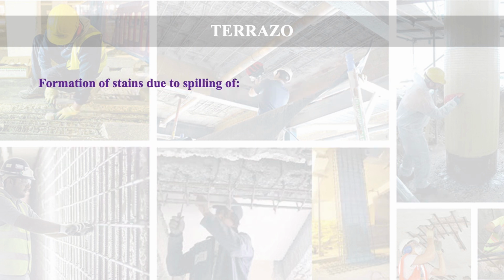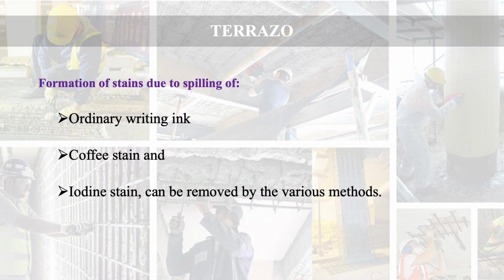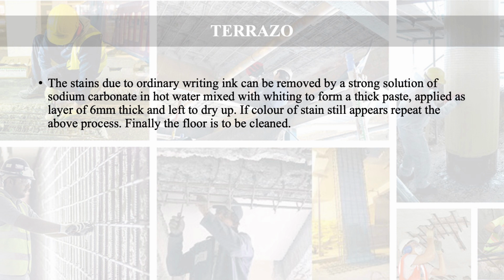Formation of stains due to spilling of ordinary writing ink, coffee stain, iodine stain can be removed by various methods. What are these methods? The stains due to ordinary writing ink can be removed by a strong solution of sodium carbonate in hot water mixed with whiting to form a thick paste. It is applied as a layer of 6 mm thick and left to dry up. If color of stain still appears, repeat the above process. Finally, the floor is to be cleaned.